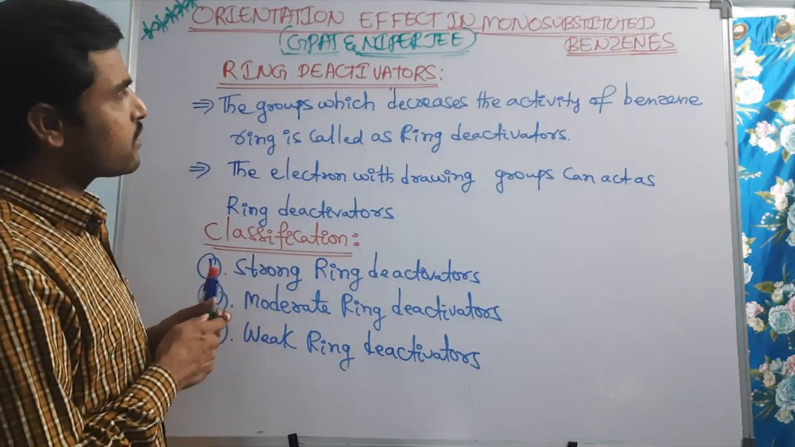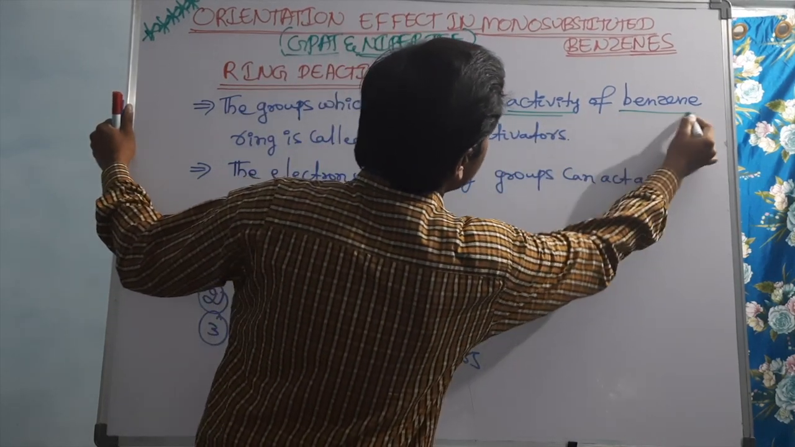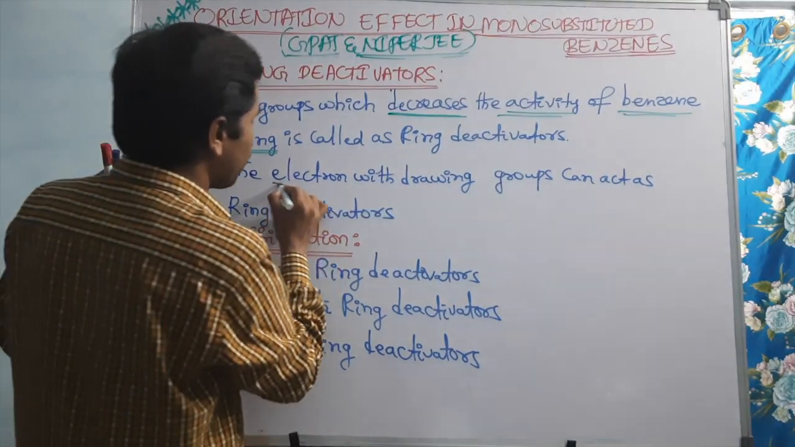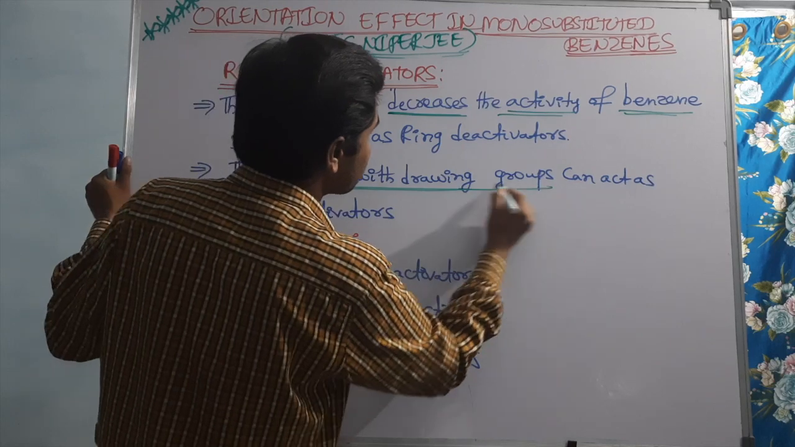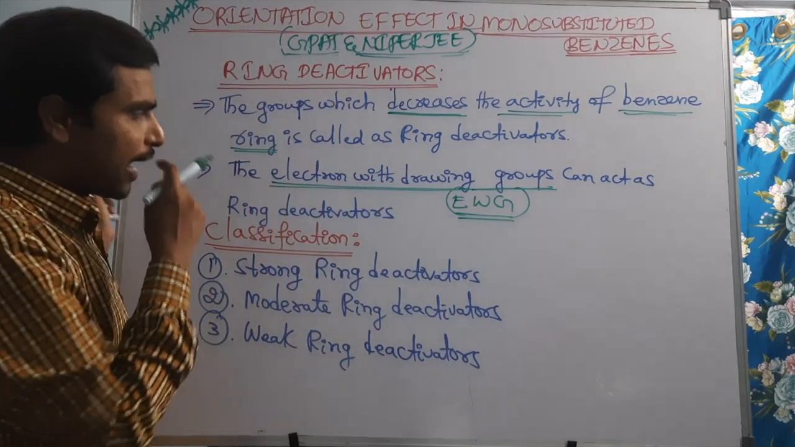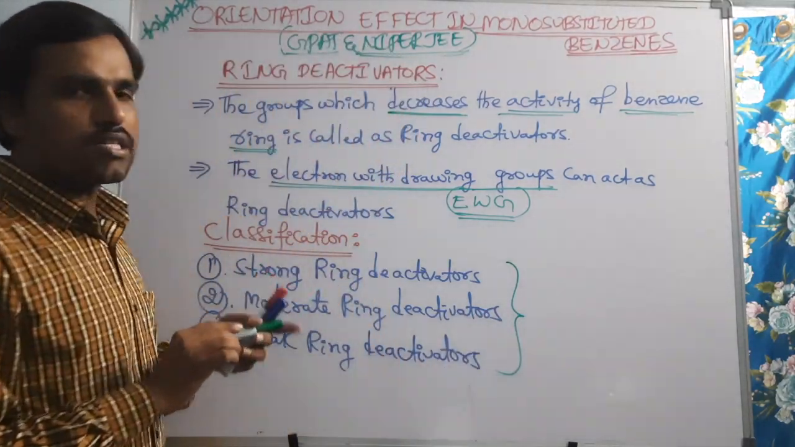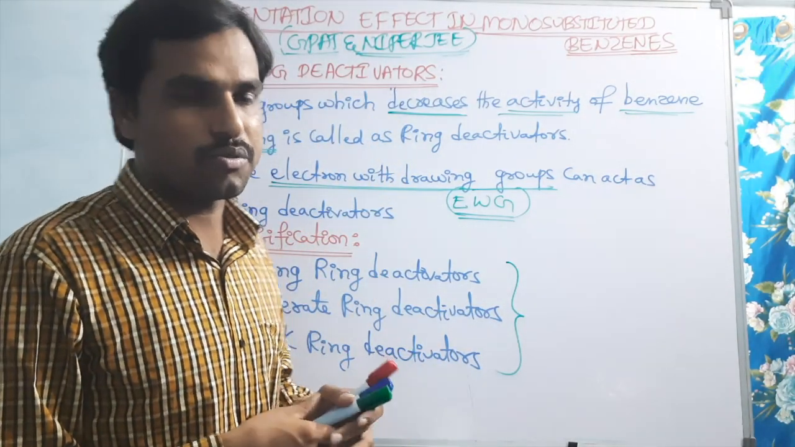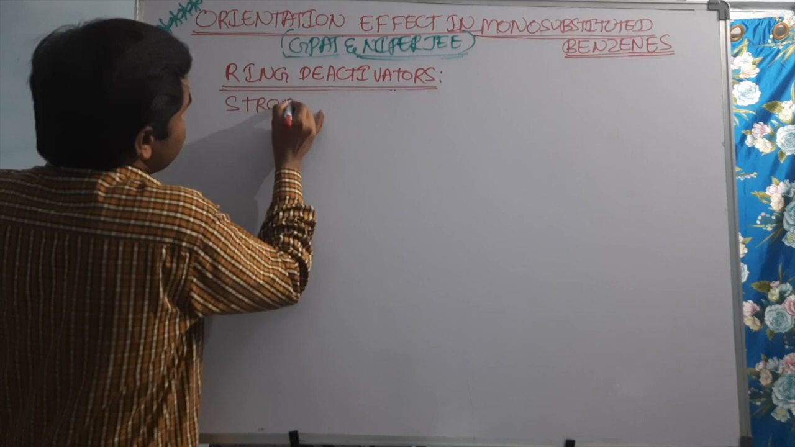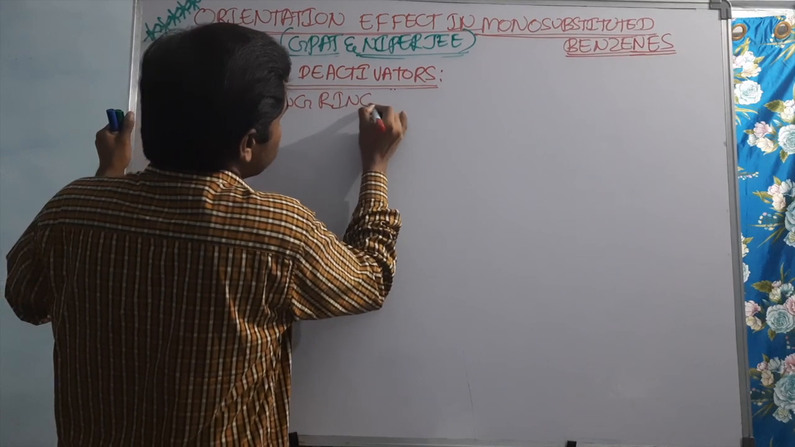Ring deactivators decrease the activity of the benzene ring. The electron withdrawing groups, that means EWG, can act as ring deactivators. These are three types. Let us see the examples for these compounds. First, strong ring deactivating groups.